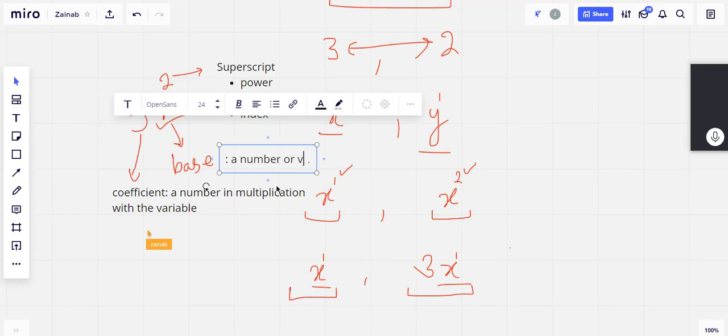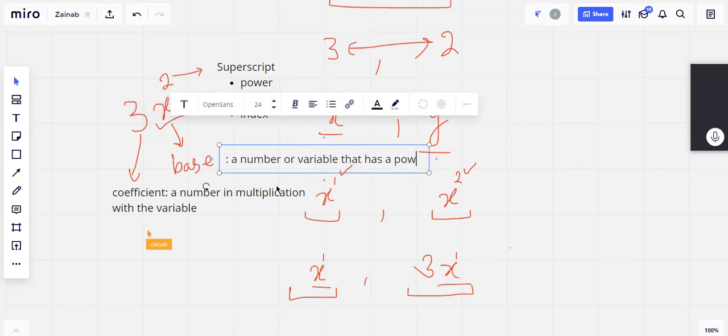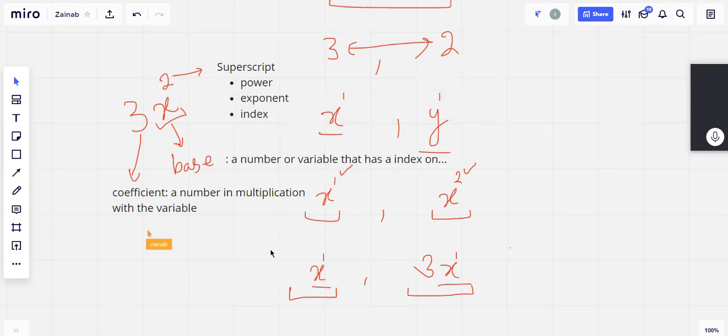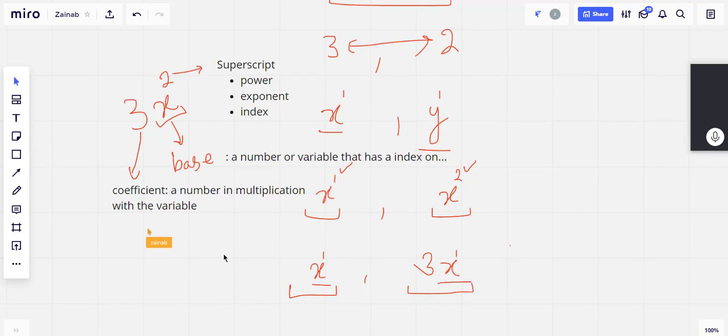A number or variable that has a power, or index, on it. Index is actually a singular word, and indices is the plural. You might have heard the word indices. In UK they use it the most in the school. So indices is the plural, index is the singular. So index, exponent, power is the same thing.